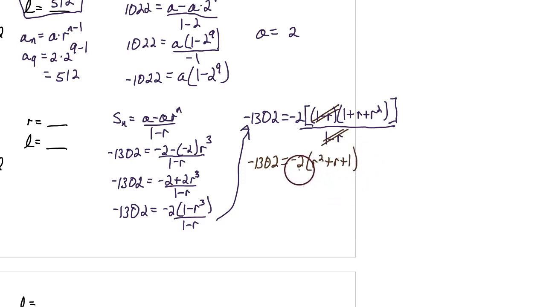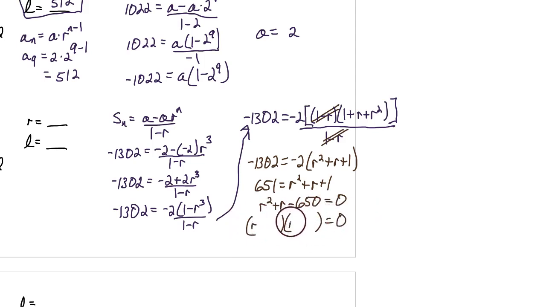Let's divide both sides by negative 2. And that makes 651 is equal to r squared plus r plus 1. This is a quadratic equation, so let's make standard form where we get it to equal 0. We have r squared plus r minus 650 equals 0. And then let's solve this by factoring.